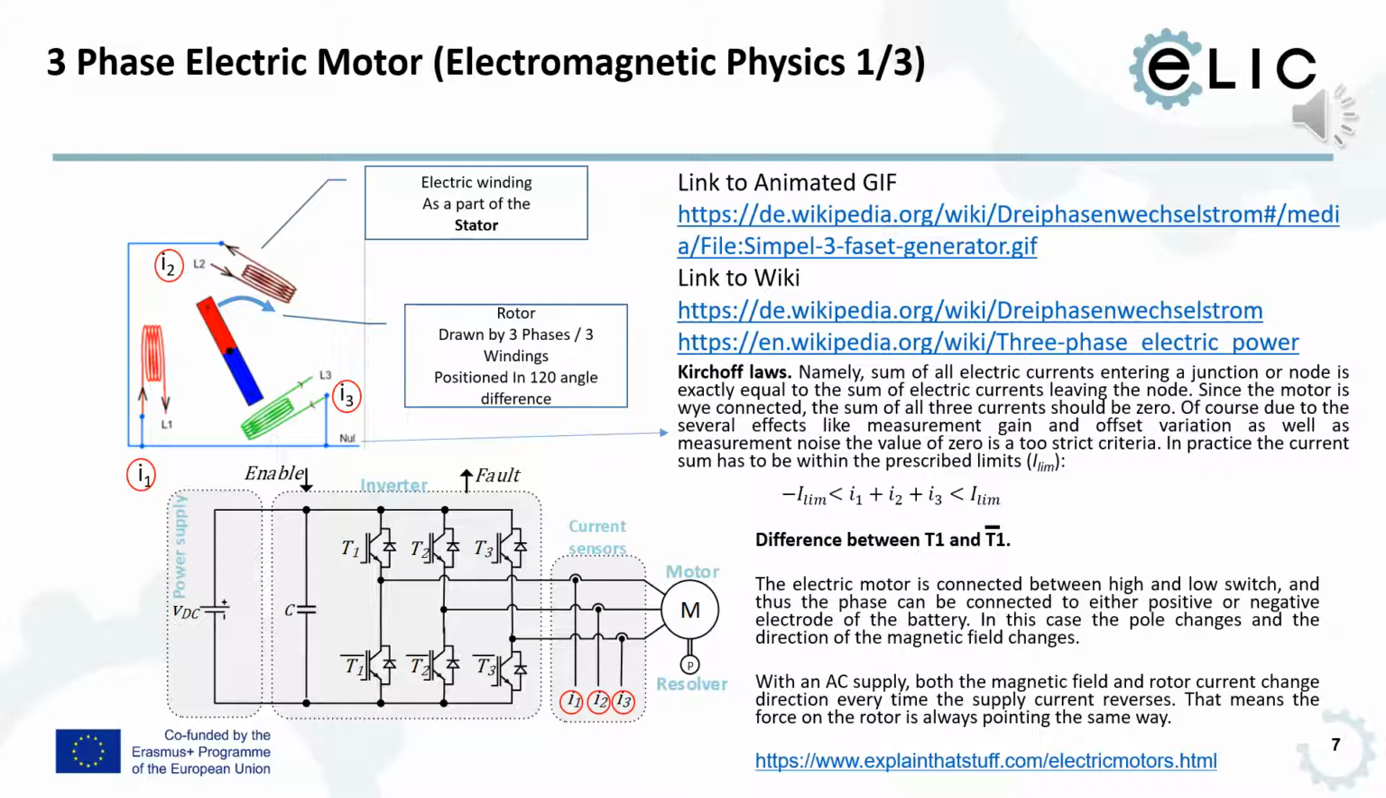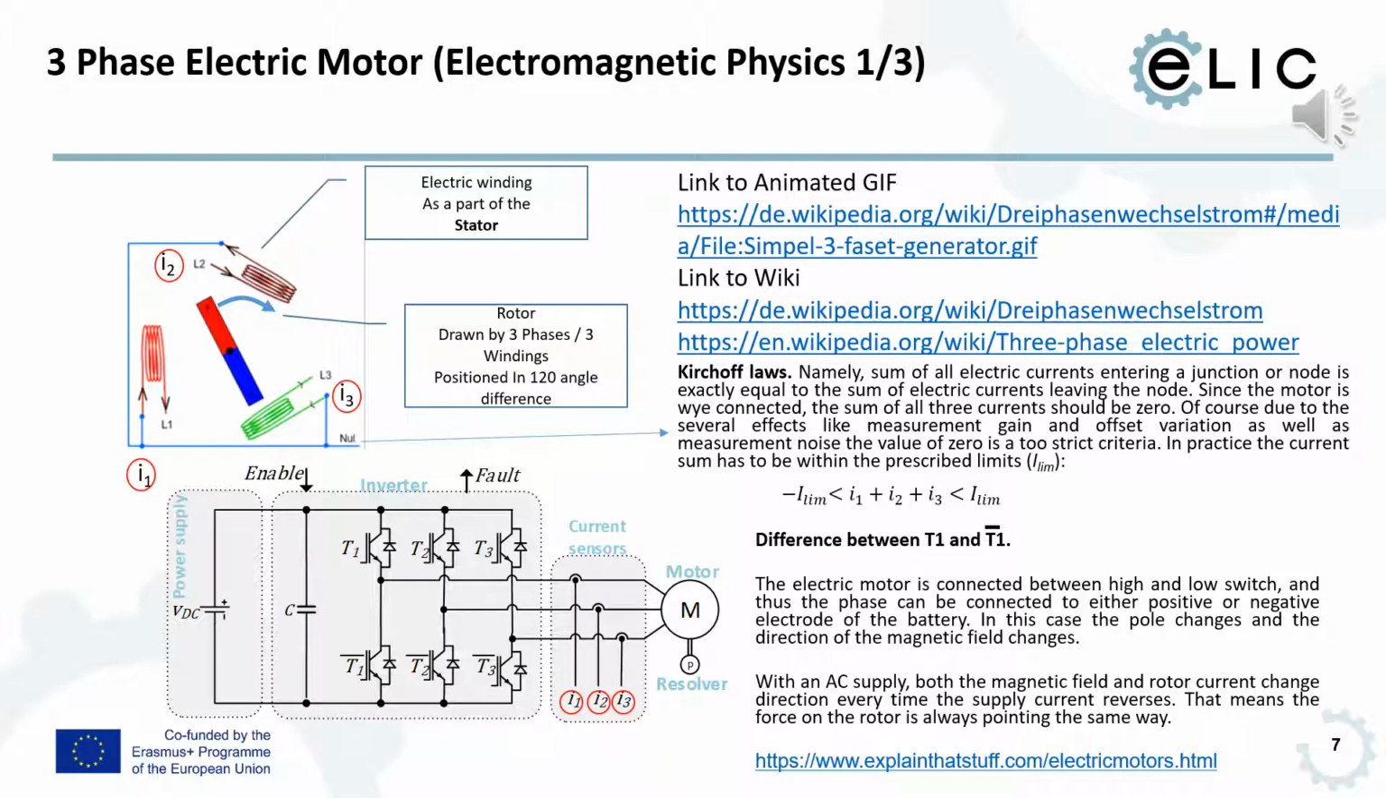Also, the slide explains in Wikipedia how the Kirchhoff law is applied, where the sum of the three phase currents should be around zero within a limit. Also, here as a summary explained is the difference between the high and low switch, like here with T1 and T1 dash. The electric motor is connected between high and low switch, and thus the phase can be connected to either positive or negative electrode of the battery. In this case, the pole changes and the direction of the magnetic field changes.